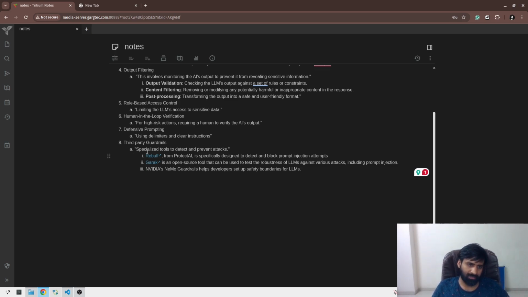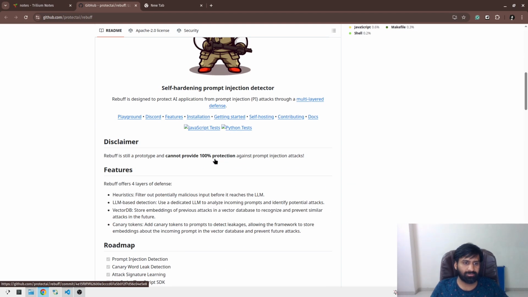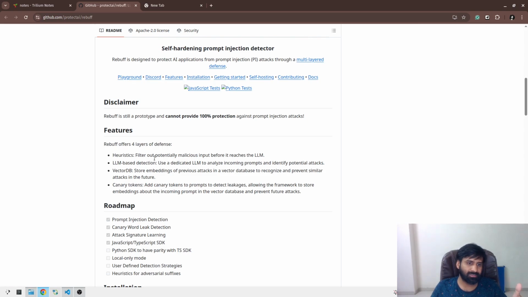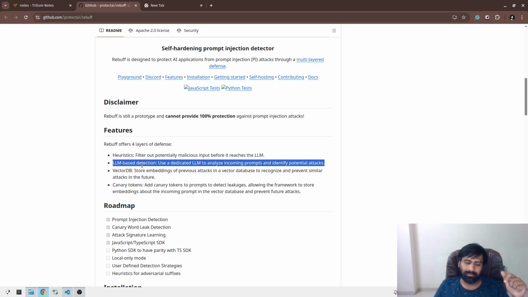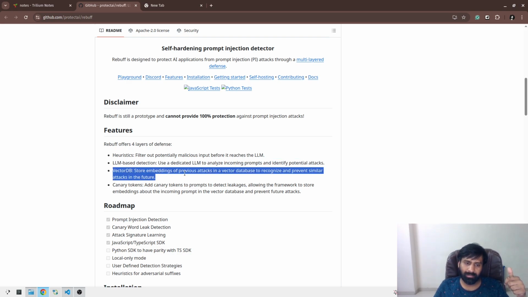Then there are tools, like for example, Rebuff. So this does four things. First, it filters out potentially malicious input before it reaches the LLM. Basically, this is pure heuristic based filtering. Then there is LLM based detection. So it uses the LLM to analyze the incoming prompt for potential attacks. So it uses the LLM to see if the given input can be a malicious input or not. Then it stores all the embeddings of the previous attacks into a vector DB to recognize and prevent future attacks.